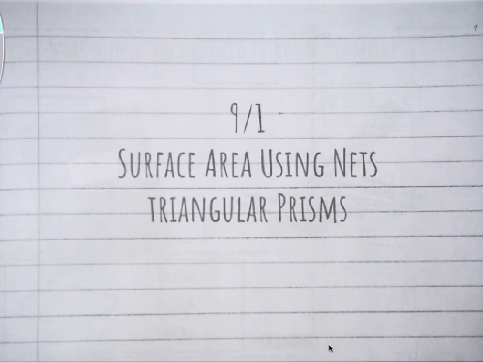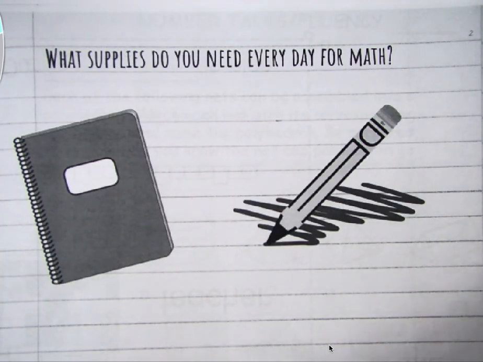Today is Tuesday, September 1st. Yesterday we talked about finding surface area using nets, and we talked about rectangular prisms, which have either rectangles or squares on all the faces. Today we're going to talk about triangular prisms, which are comprised of triangles and rectangles. Since you already know how to find the area of triangles and rectangles, this should not be a difficult task.